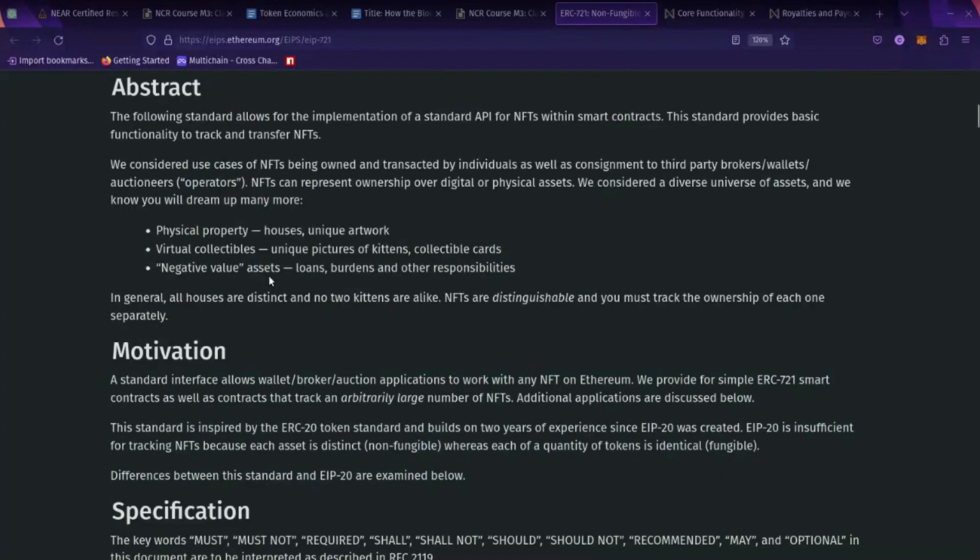So we've seen a plethora of virtual collectibles come out. A lot of times in gaming, as we talked about previously, or will next week, we see projects like Axie Infinity and other large projects use NFTs to signify collectibles and gaming assets. We also see physical property. I know RealT is one.